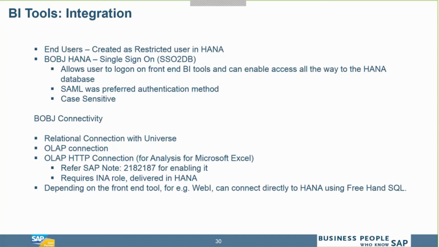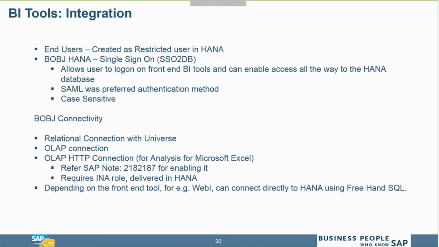There are different ways of achieving this, by certificates, SAML or Kerberos. Of all of them, we found that SAML is the most preferred one and the friendliest one. Again, if you're using SAML, be a little bit careful. SAML is very case sensitive, so the user ID you created in BusinessObjects should exactly match by case when you're mapping it in HANA.